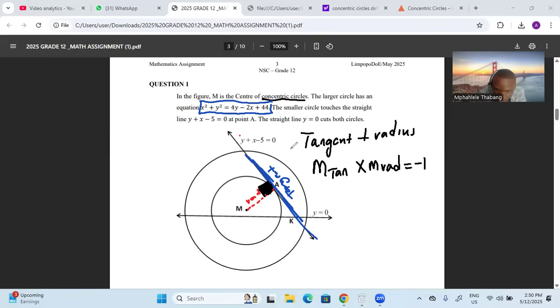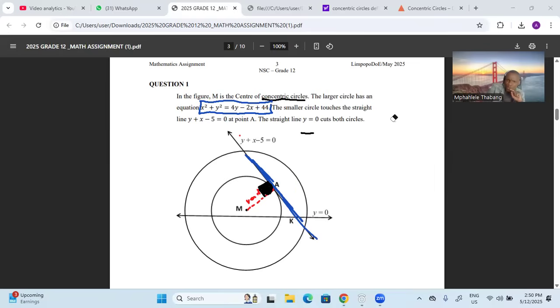Okay. Now they are also talking about the straight line y equals 0. They say the straight line y equals 0 cuts both circles. This one also is very important. We need to understand what they are talking about when they talk about the straight line y equals 0.